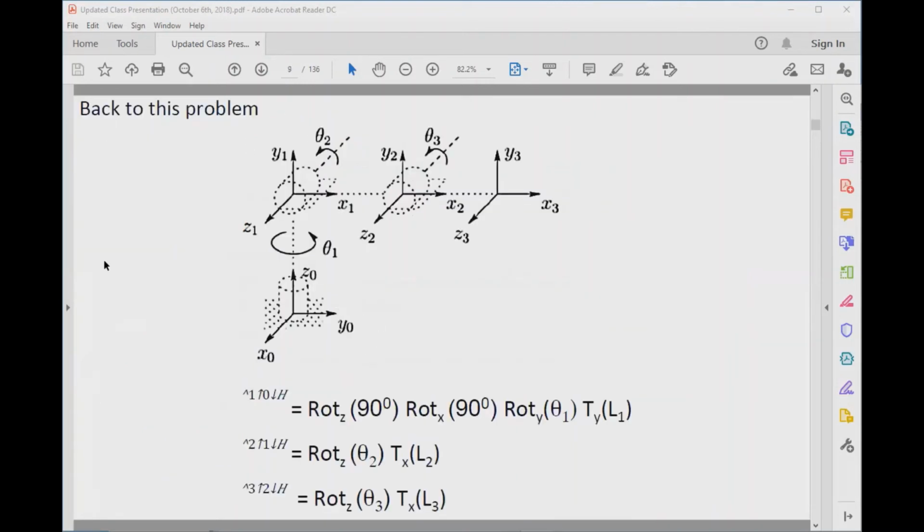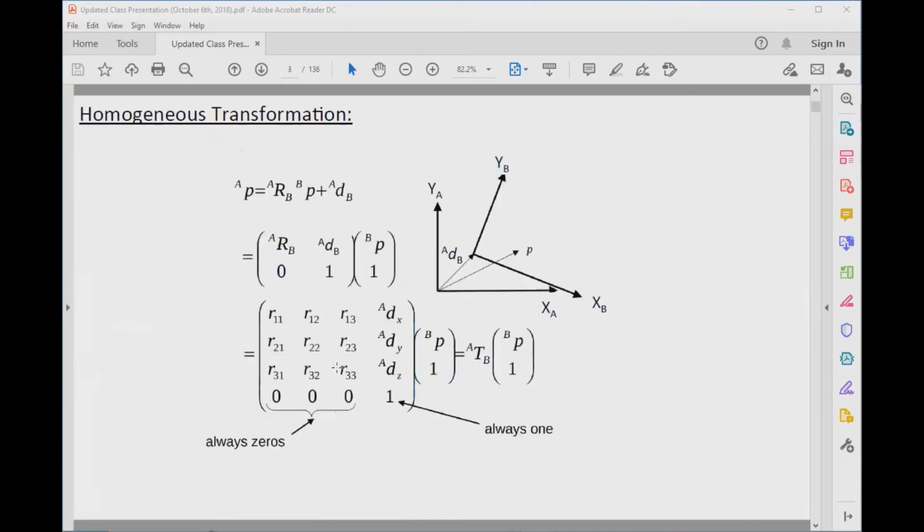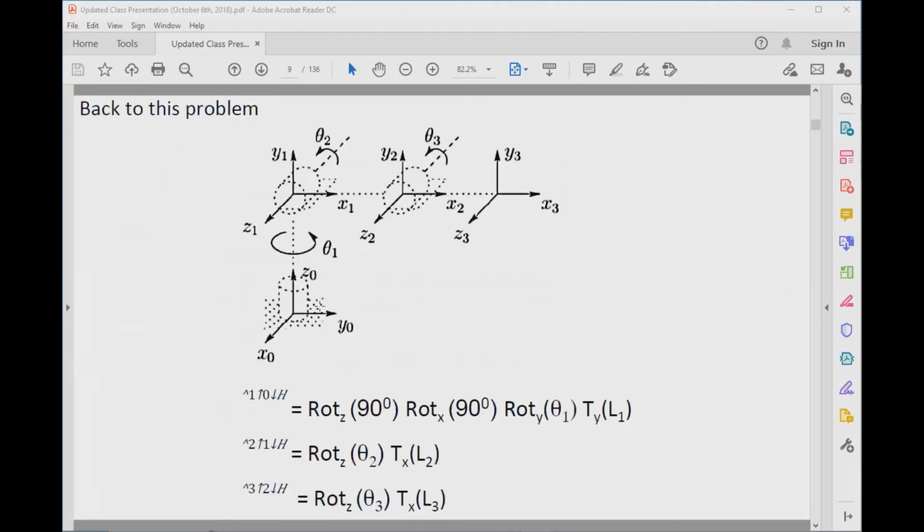Okay, so let's go over this problem. Basically, this one has 3 degrees of freedom: theta 1, 2, and 3. I would like to get the homogeneous transformation between the base frame and the last frame. Meaning that if I have a vector expressed in the last frame, I can find it with respect to the base frame.